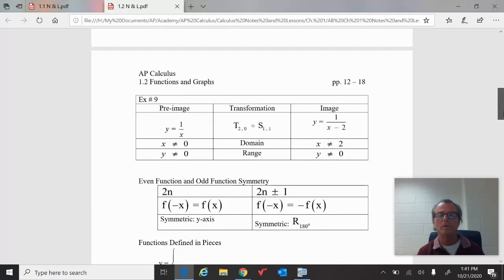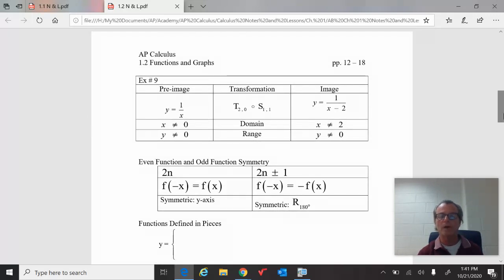So for number 9, what do you notice? Well, here's the problem you had. But if you relate it to the pre-image, what happened? x got replaced by x plus a negative 2. So it's the same problem you just did in example 2, but the graph has been shifted 2 to the right because you did the opposite and replaced x with x subtract 2.